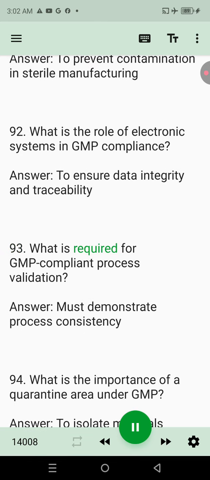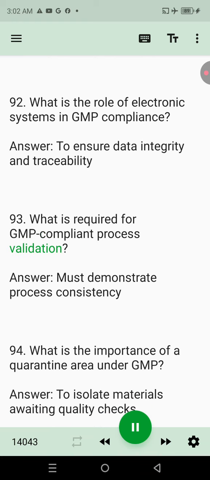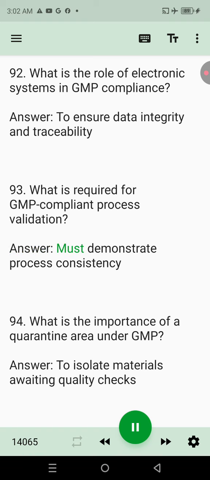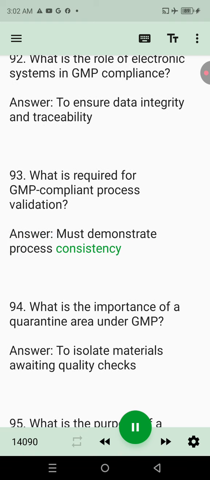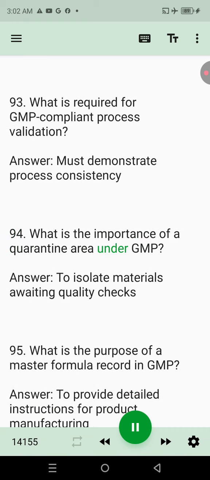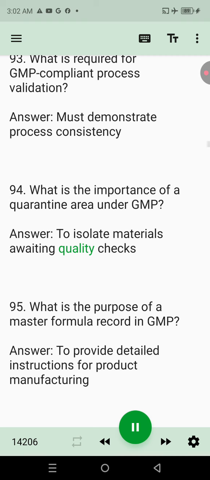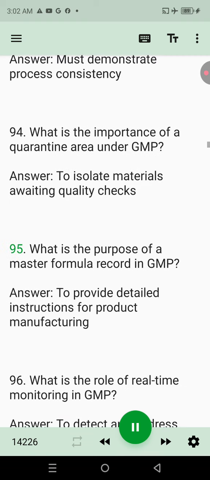93. What is required for GMP-compliant process validation? Answer: must demonstrate process consistency. 94. What is the importance of a quarantine area under GMP? Answer: to isolate materials awaiting quality checks.